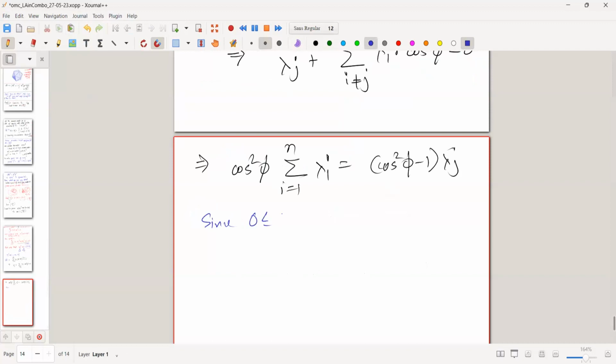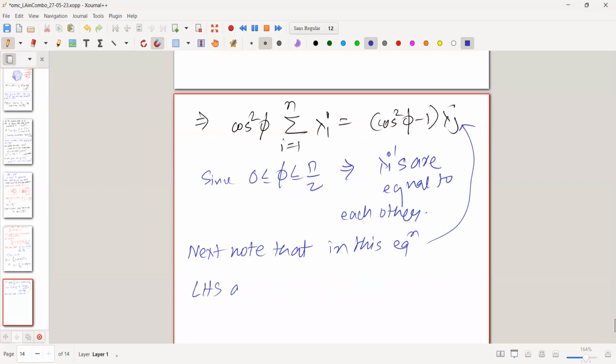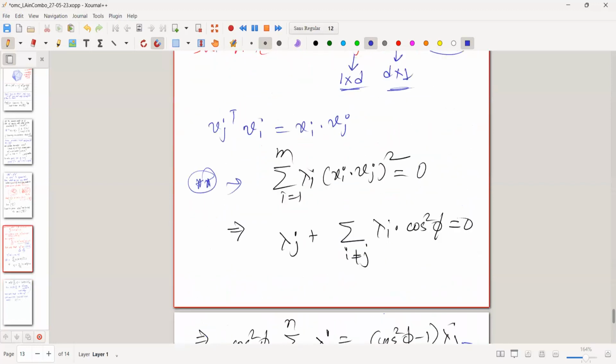Now you could have chosen phi to be less than pi by 2, and this implies that all the lambda I's are equal to each other. Furthermore, note that in this equation, LHS and RHS will have different signs unless lambda I equals 0. So that is the proof.